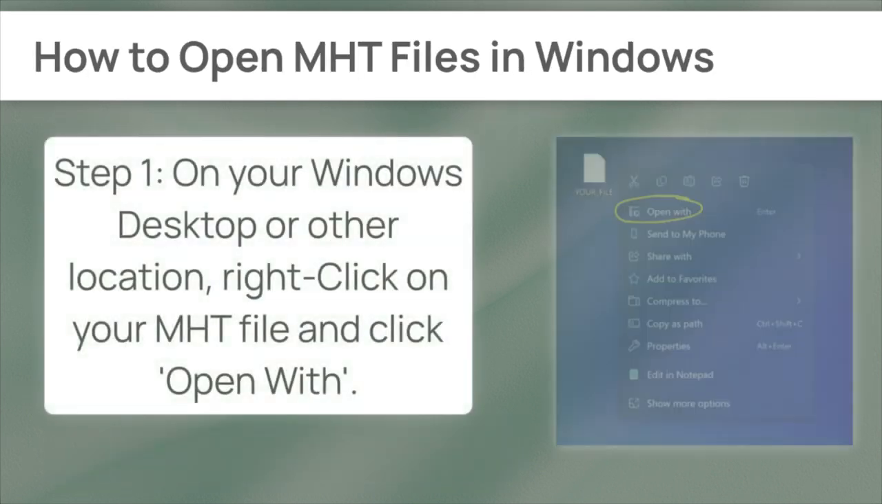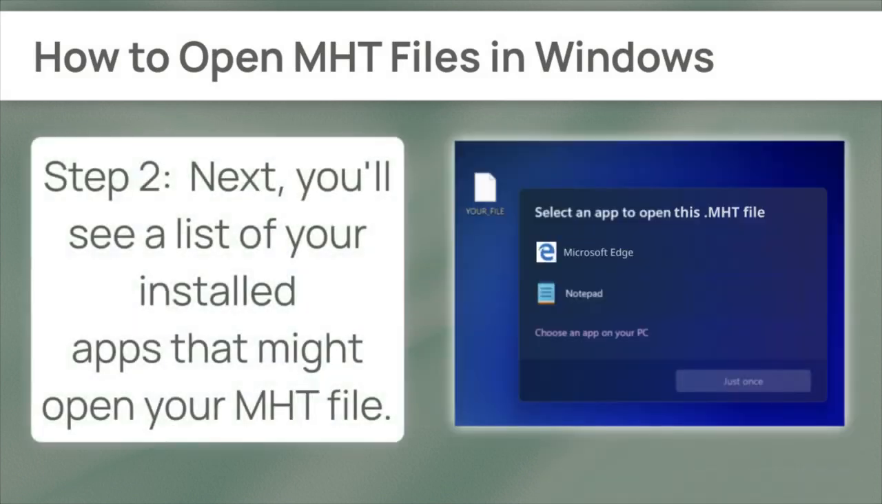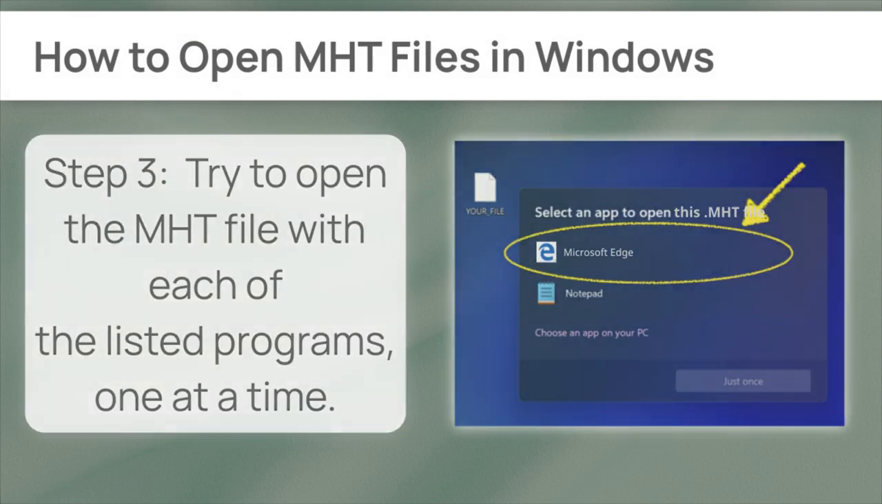To bypass the default application error, right-click the MHT file and choose Open With. Prioritize Microsoft Edge if available. If absent, choose another application. We are searching for a viable decoder.